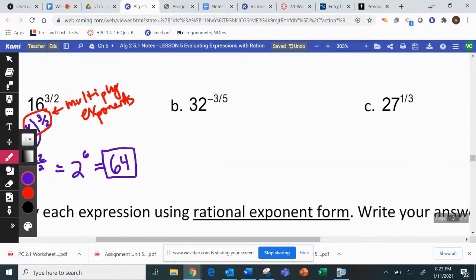Okay, question B. I'm going to start out by factoring 32. So 32 is 2 to the 5th.